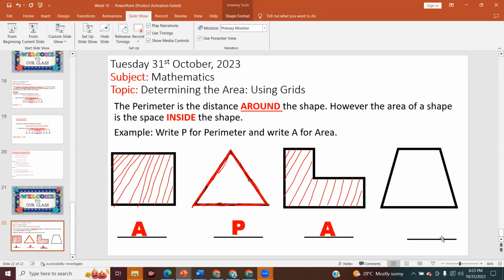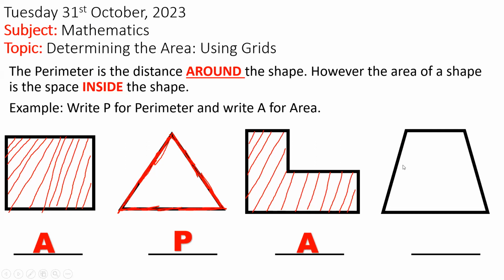By the way, what do we call this shape right now? What do we call that? What is this called? A trapezoid. Trapezoid, very good, or trapezium. All right, good. So for this one, you're gonna put A or P.